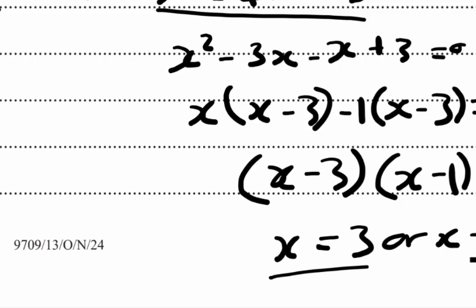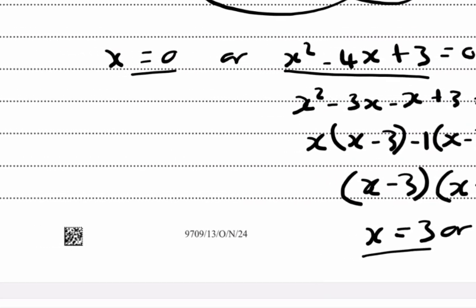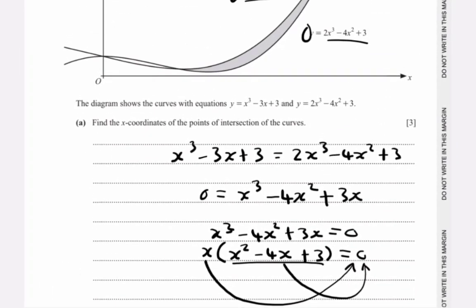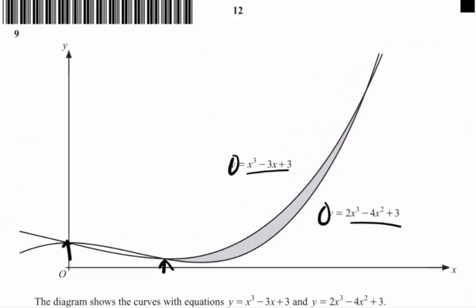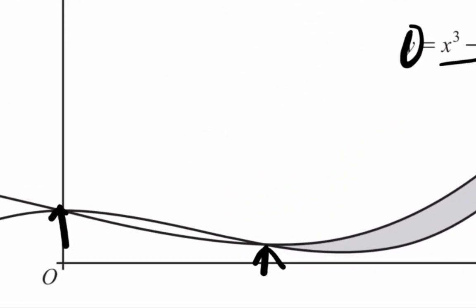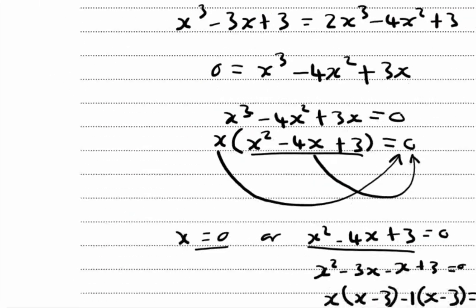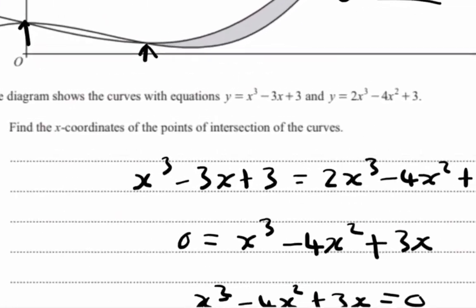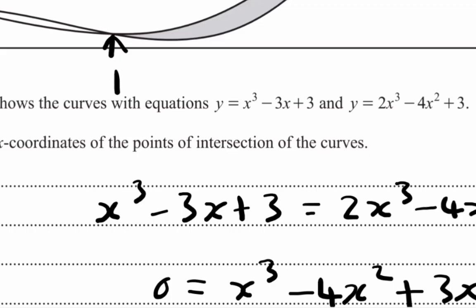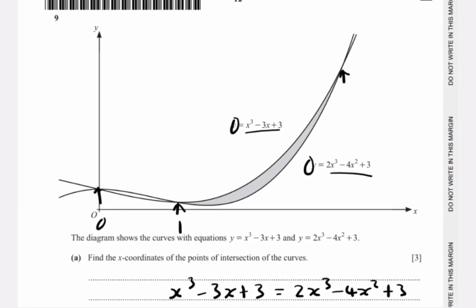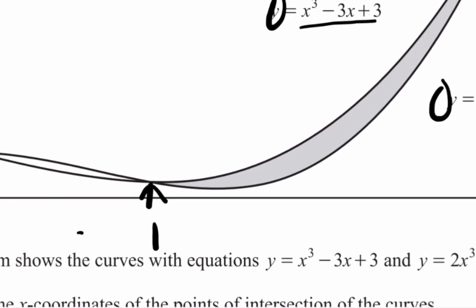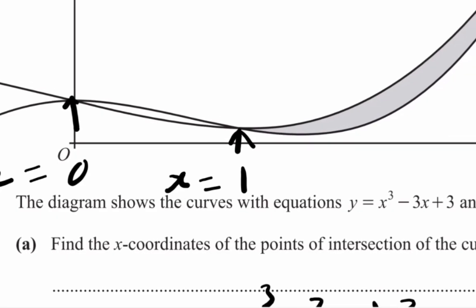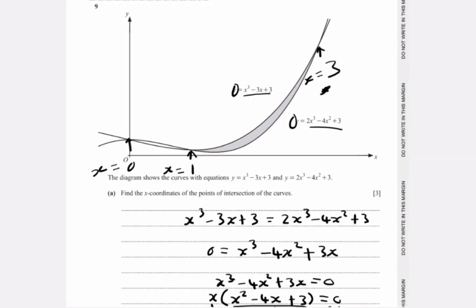So we have three values: x equals 3, x equals 1, and x equals 0. And looking at this, we have this point of intersection here, this one, and this one. And as you can see here, x is equal to 0, and this is for this one, x equals 0, and for this one, so 0, 1, and 3. So we're taking x is equal to 3 for that, x is equal to 1 for that, and x equals 0 for that. So those are the x coordinates of the points of intersection for 3 marks, meaning one of each.